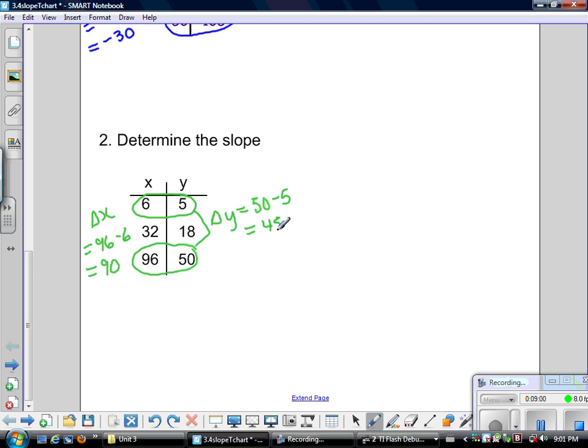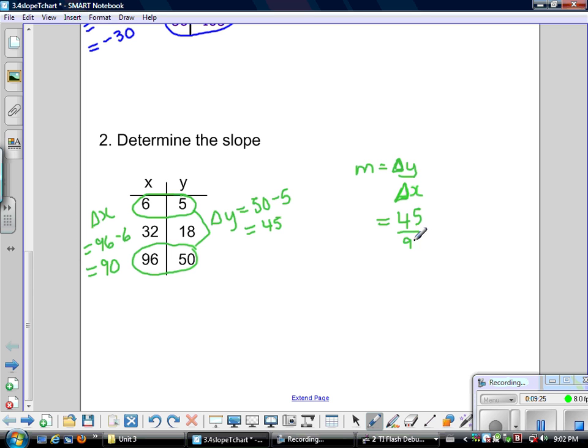So now I can continue calculating my slope. So my slope is delta y over delta x. And that's going to equal, those are supposed to be deltas, by the way, those little triangle things. They look kind of crappy. Okay, so I have 45 over 90.